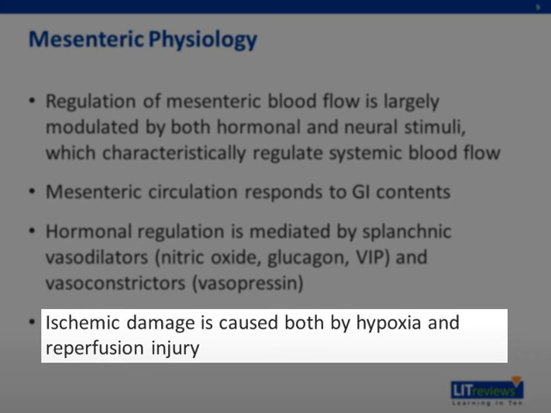Ischemic damage is caused by hypoxia and reperfusion injury. Most of the damage is due to reperfusion injury after a brief period of ischemia, while the detrimental effects of hypoxia predominate with longer periods of ischemia.